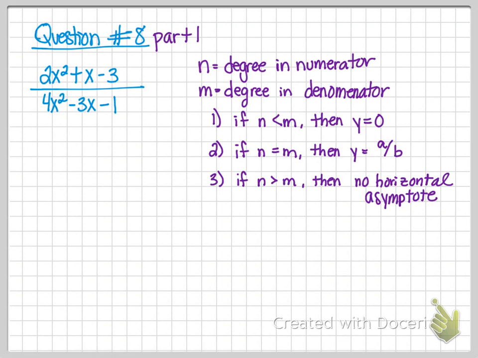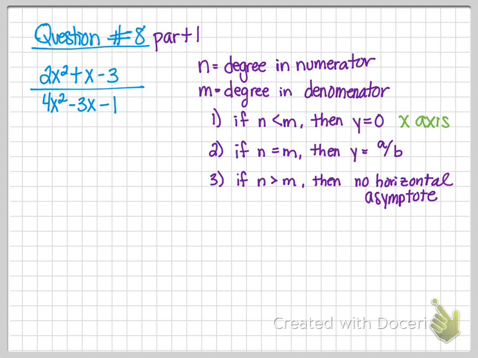Remember that n is the degree, the highest degree in the numerator, and m is the highest degree in the denominator. So we look at rule number 1. It says that n is less than m, therefore y equals 0, or this would be the x-axis being the horizontal asymptote. In this case, in this rational expression, that's not the case.